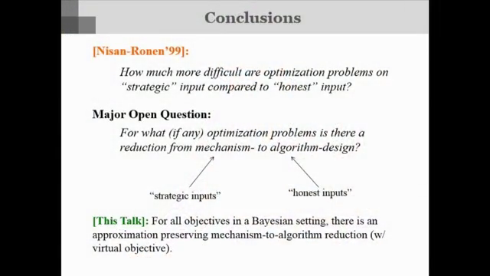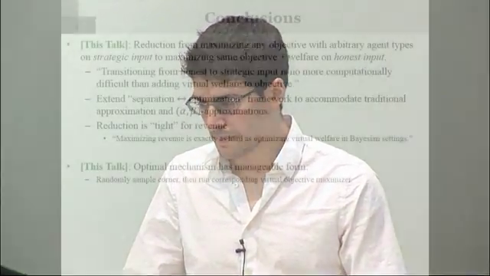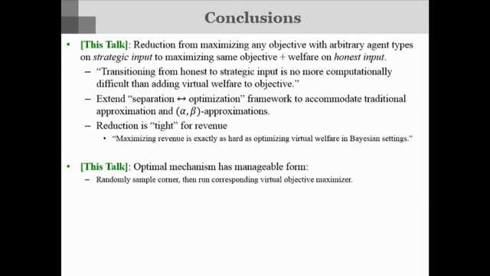Okay? So in conclusion, we studied this general question motivated by Nisan and Ronen. It said, how much harder is it to solve problems on strategic input than honest input? And we studied it through this specific open question, which is when are there black box reductions from mechanism to algorithm design? And what I showed you in this talk is that for all objectives in a Bayesian setting, there is a black box reduction from mechanism to algorithm design as long as you perturb the objective. One way to think of that, like I said before, is that transitioning from honest to strategic input computationally is no harder than adding virtual welfare to your objective.